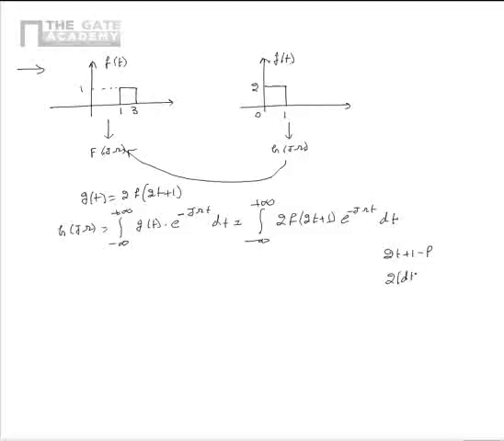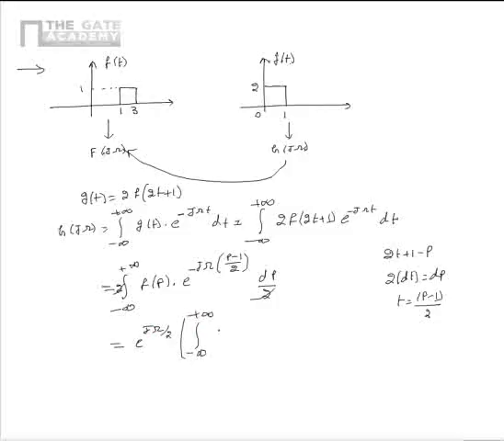That implies 2 times dt is equal to dp. Also t is equal to (p-1)/2. From this we can simplify G(jω) as 2 times the integral from minus infinity to plus infinity of f(p) multiplied by e^(-jω(p-1)/2) dp/2. So this 2 and this 2 get cancelled. From this we can write that G(jω) is equal to e^(jω/2) multiplied by the integral from minus infinity to plus infinity of f(p) multiplied by e^(-jω/2 · p) dp.